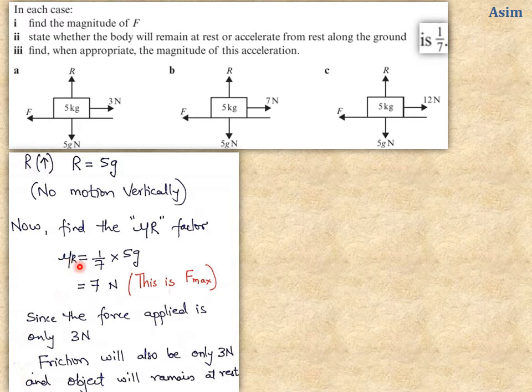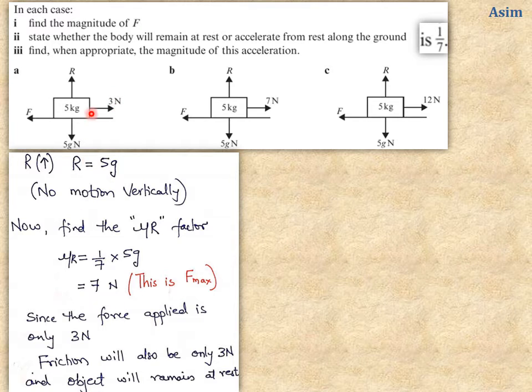So mu into R, we know mu is 1 by 7. So 1 by 7 into 5 into 9.8 will give you 7 Newton. Now this is the same mu R, that formula F max equals mu R. This is the maximum friction, the maximum capacity, you can say.